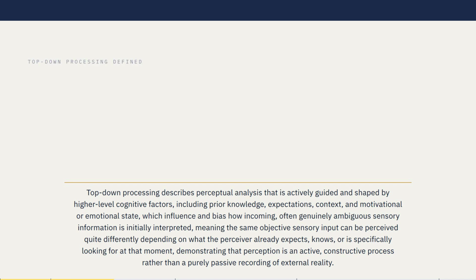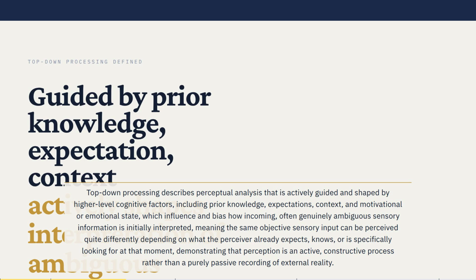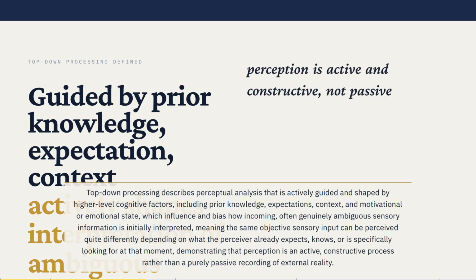Top-down processing describes perceptual analysis that is actively guided and shaped by higher-level cognitive factors, including prior knowledge, expectations, context, and motivational or emotional state, which influence and bias how incoming, often genuinely ambiguous sensory information is initially interpreted, meaning the same objective sensory input can be perceived quite differently depending on what the perceiver already expects, knows, or is specifically looking for at that moment, demonstrating that perception is an active, constructive process rather than a purely passive recording of external reality.